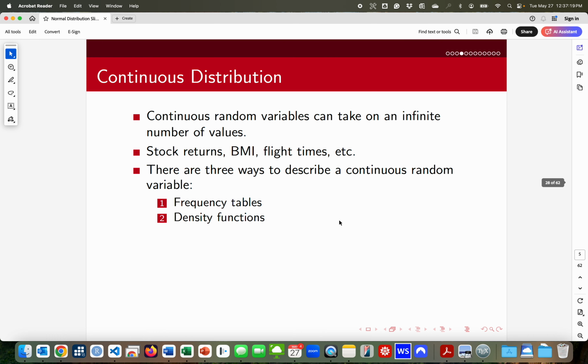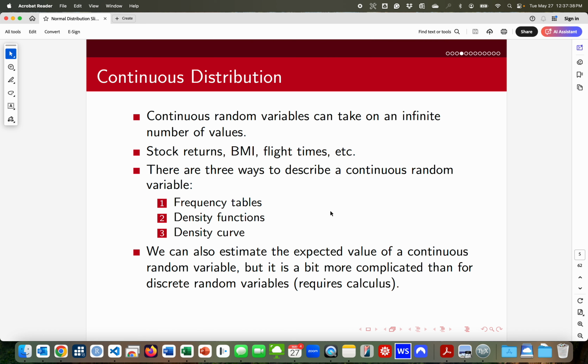So we'll make frequency tables and we'll generate bins of a certain width, and then we'll use that to count the frequencies. The density function is a little bit harder to work with because we need calculus if we're going to work with the density function. And then the density curve is just a graphical representation of the density function. So we can estimate the expected value of a continuous random variable. It's a little bit more complicated than in the discrete case because it does require us to use calculus.